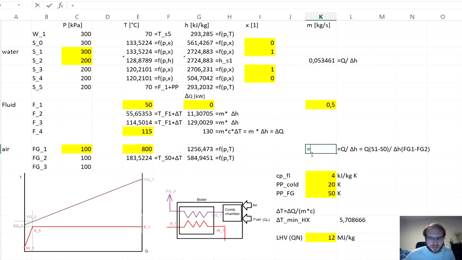Okay, so let's put it here. The heat transfer between S1 and S0 is the mass flow rate of the steam multiplied by enthalpy S1 minus enthalpy S0, and now we will divide it by the enthalpy difference FG1 and FG2. So that is our mass flow rate of the flue gas.